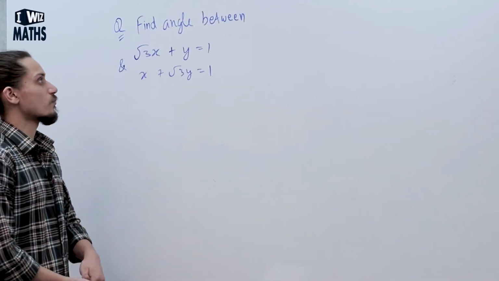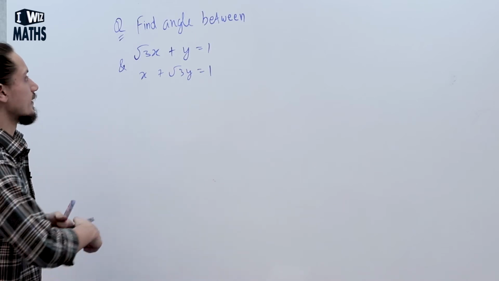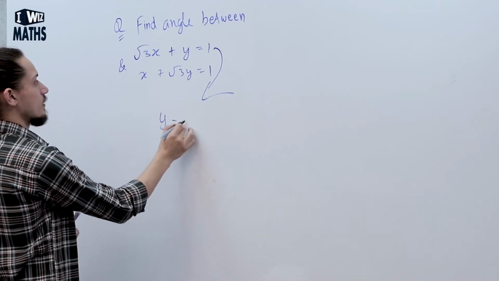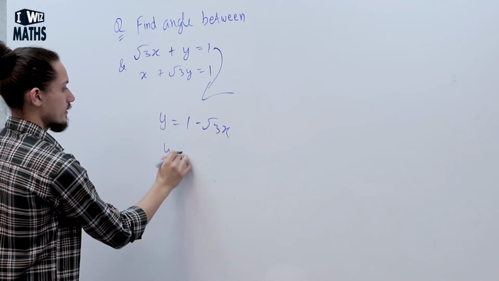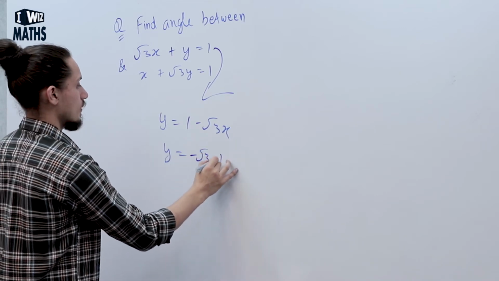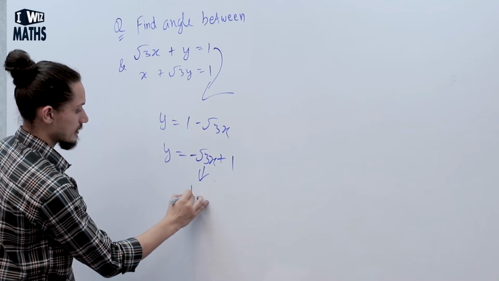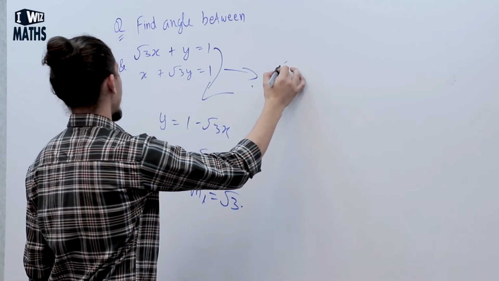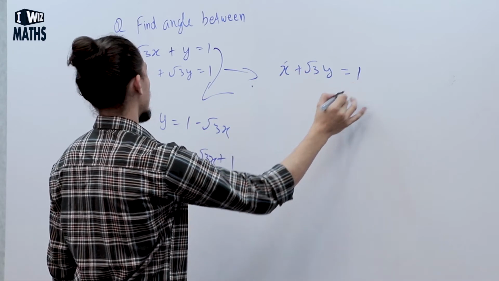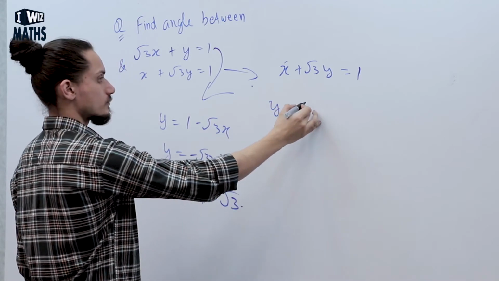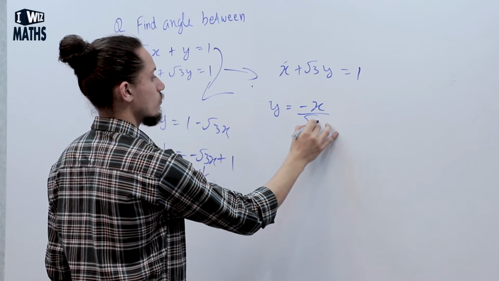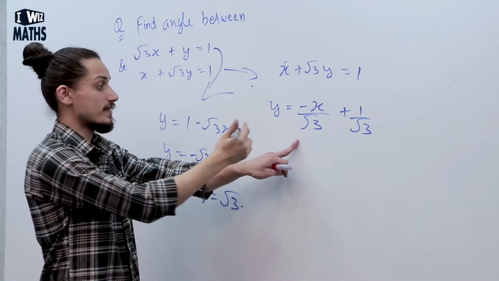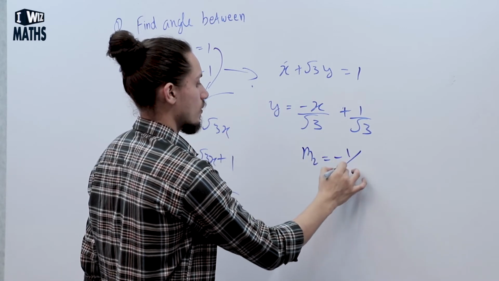Now the next example is we have to find the angle between these two lines. Okay, firstly इसको solve करते हैं, दोनों को solve करेंगे हम slope intercept form में. We get for this equation y is equal to 1 minus under root 3 x and y is equal to minus under root 3 x plus 1. तो यहाँ पे इस लाइन की slope m1 is equal to under the root 3. For the second equation, we have x plus under root 3 y is equal to 1 or y is equal to minus x upon under the root 3 plus 1 upon under the root 3. तो इस केस में slope of this line is m2 is equal to -1 upon under the root 3.